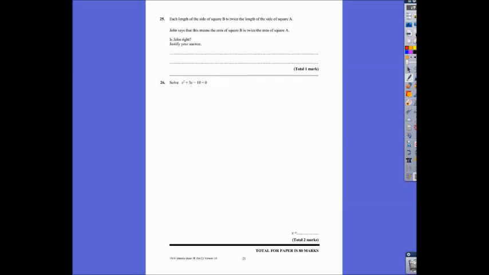Question 25. Each length of the side of square B is twice the length of the side of square A. John says that this means that the area of square B is twice the area of square A. Is John correct? Justify your answer. So the key point here is that we have to justify your answer. You can't just put yes or no.